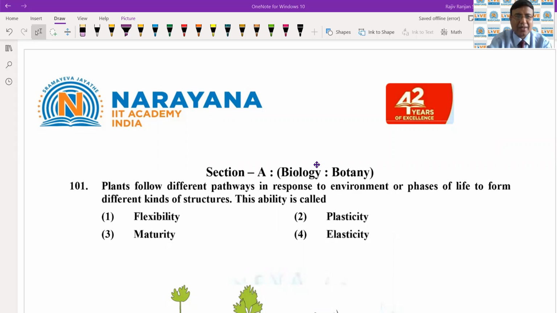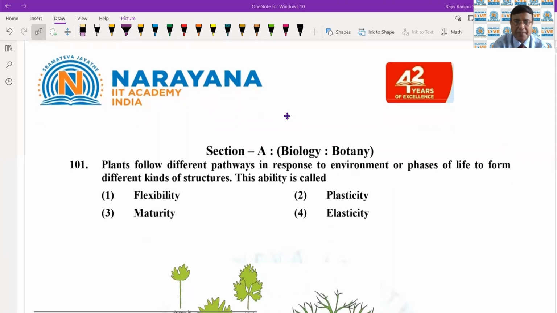Hello students, today we are going to see and solve the questions of botany of NEET 2021 held on September 12th this year.